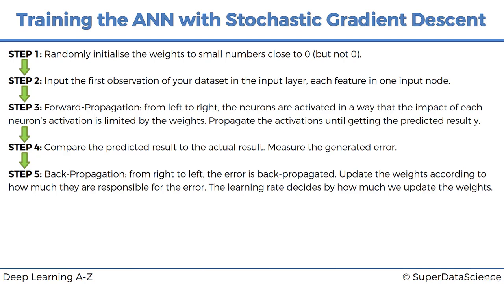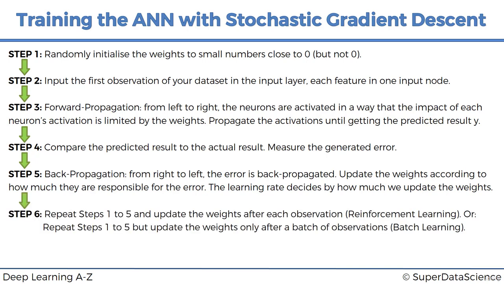Update the weights according to how much they are responsible for the error. Again, you are able to calculate that because of the way that the backpropagation algorithm is structured. The learning rate decides by how much we update the weights. Learning rate is a parameter you can control in your neural network. Step 6, repeat steps 1 to 5 and update the weights after each observation. That is called reinforcement learning, and in our case, that was stochastic gradient descent. Or repeat steps 1 to 5 but update weights only after a batch of observations, so batch learning. It's either full gradient descent or batch gradient descent or mini-batch gradient descent.